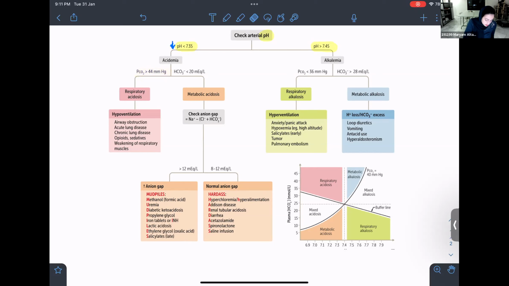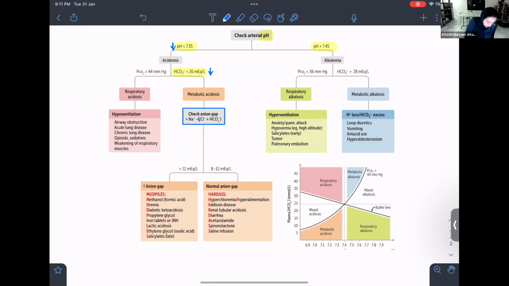Let's say there's an acidosis, but your bicarb is low. Your bicarb is less than 20. So now we know, because these are in the same direction, that it's metabolic, okay? That's the first thing we know, that it's metabolic. And we know that it's acidosis because pH is low, less than 7.35. Now we're going to check the anion gap, okay, because it's a metabolic acidosis. What we're going to do now is, remember, it's sodium minus chloride plus bicarb.